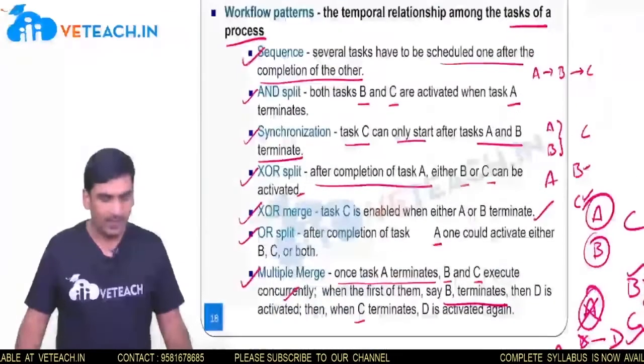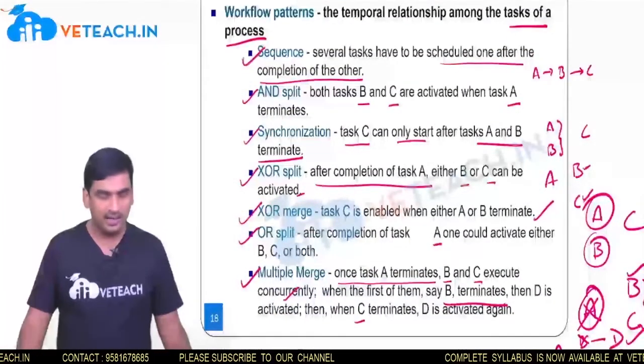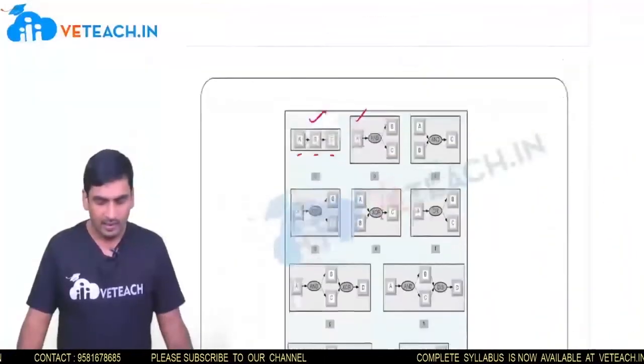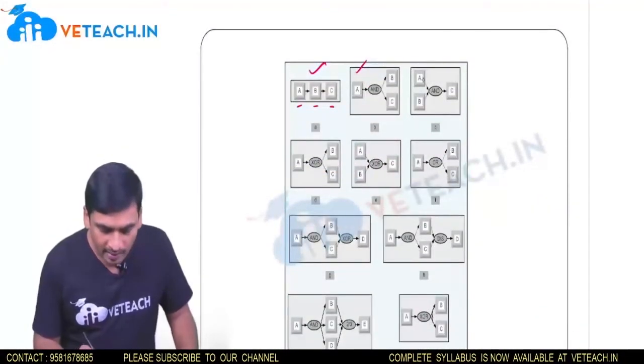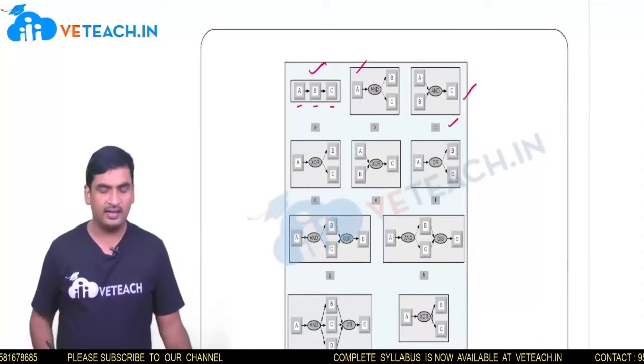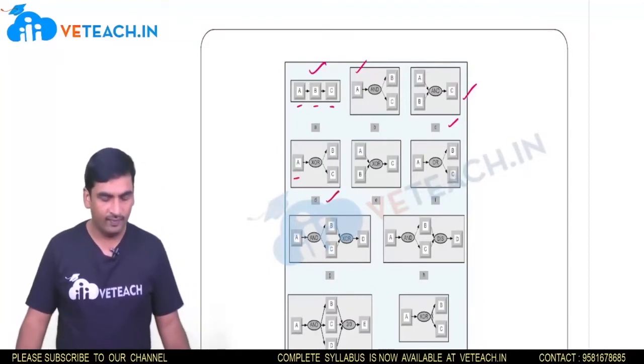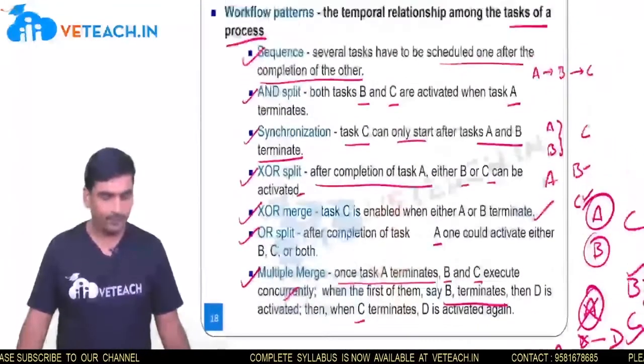Second one, and split. Both tasks B and C are activated when A is terminated. Third one, A and B. After A and B get terminated, C gets activated. Then A XOR B, C.